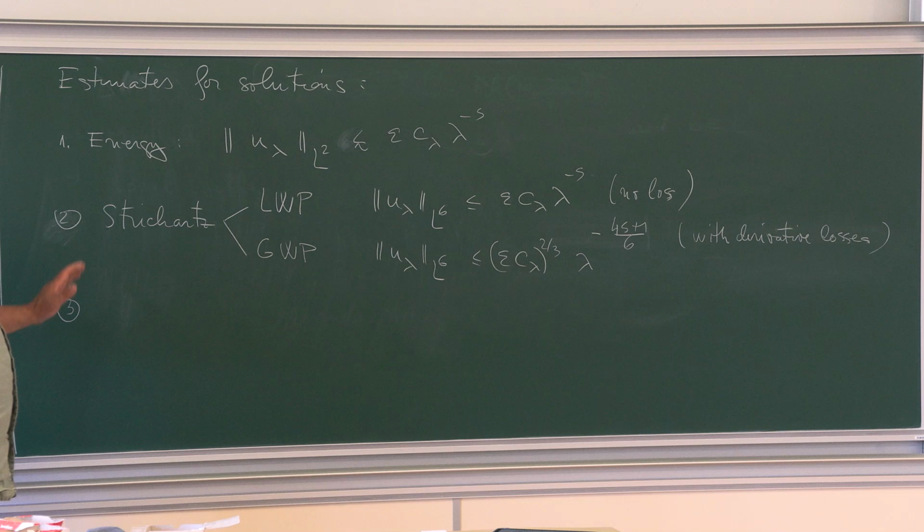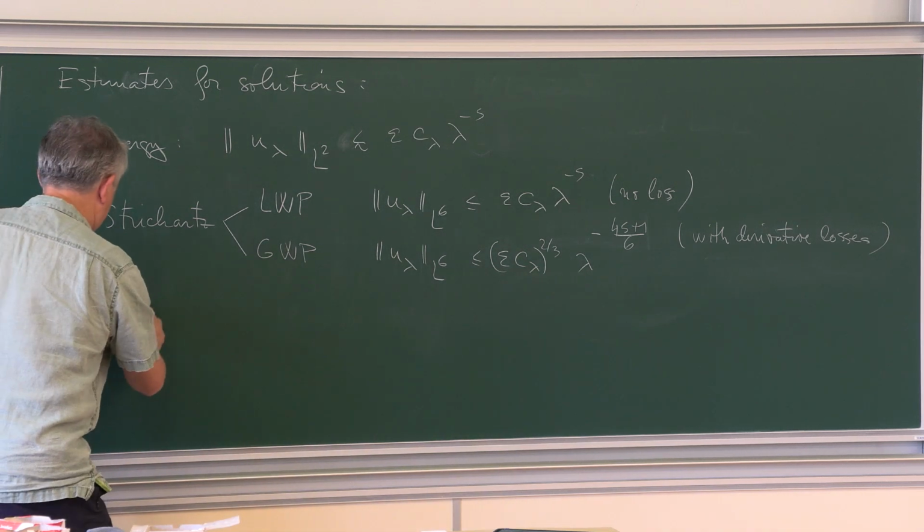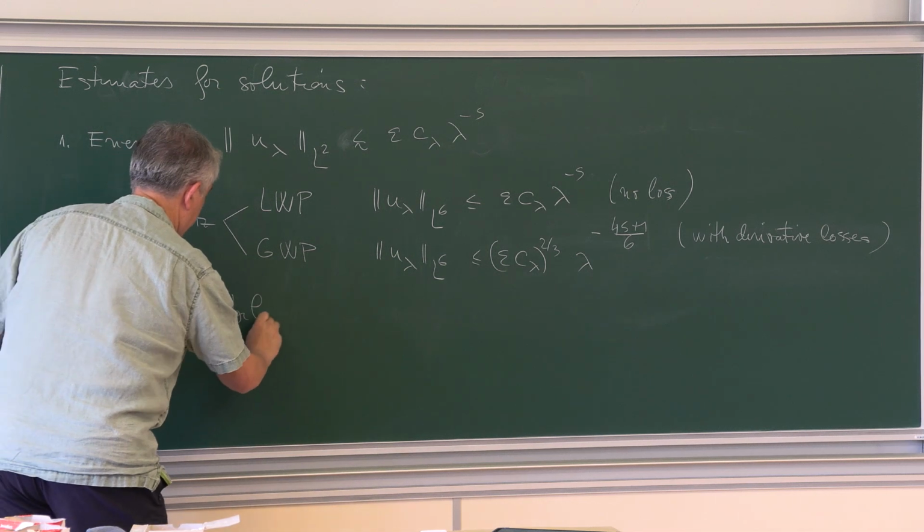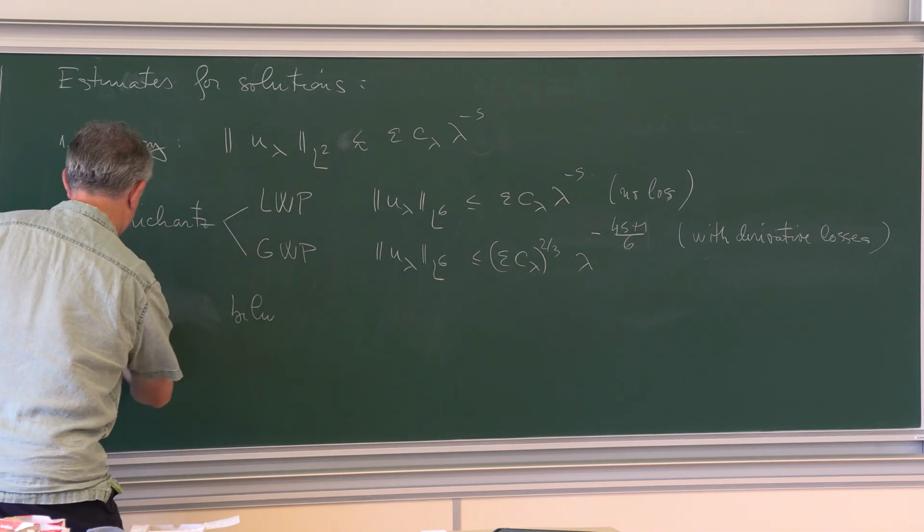So now I would like to put the bilinear L2 estimates. And this I will also fork in two. One when the two frequencies that interact are comparable, and the other when the frequencies that interact are not comparable. So let's call this balanced bilinear. Sorry, let me start with the unbalanced. These are easier.